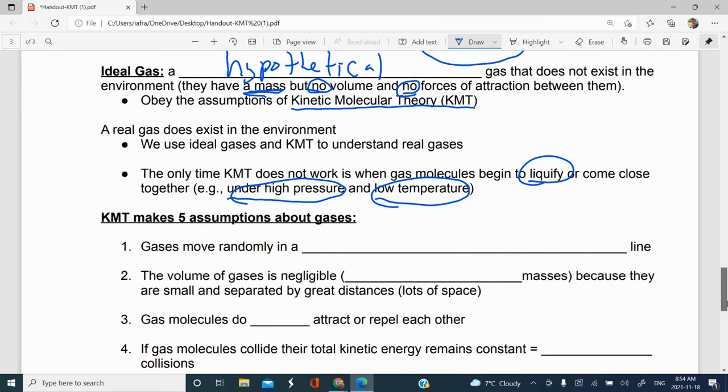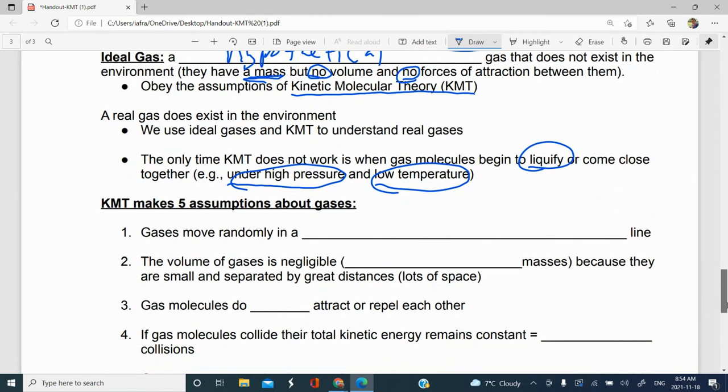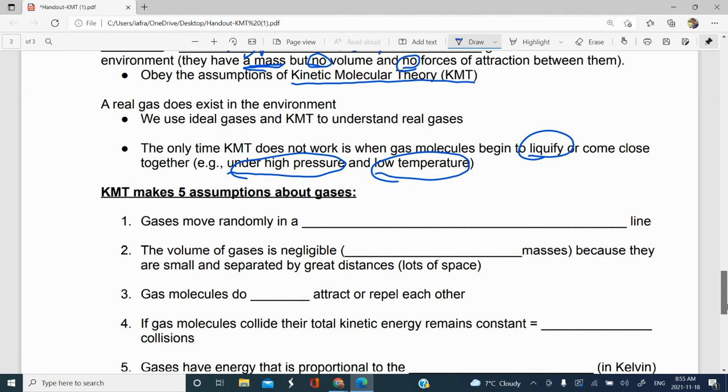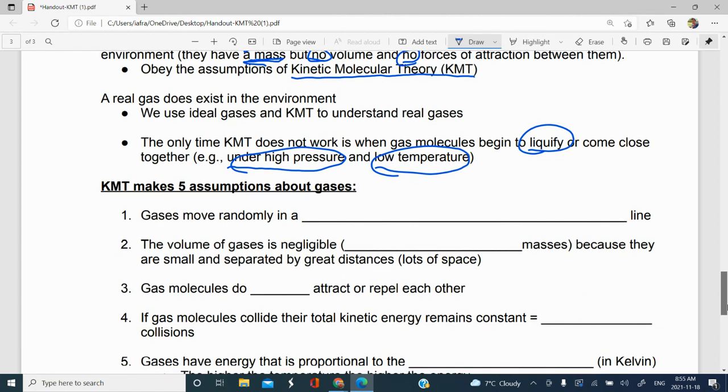But for the most part, when we talk about gas chemistry, especially in grade 11 and 12, and for a lot of the labs you do in university or wherever, or in the workplace, you're going to focus on conditions where it does work out. And if you don't, you'll learn about what happens then.